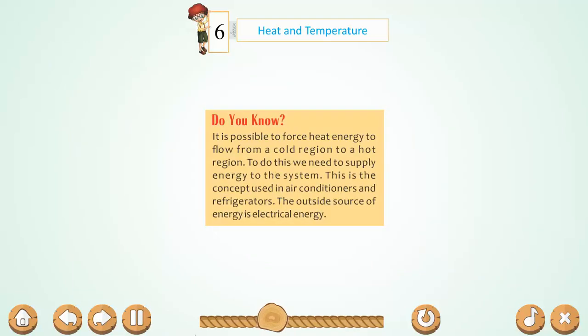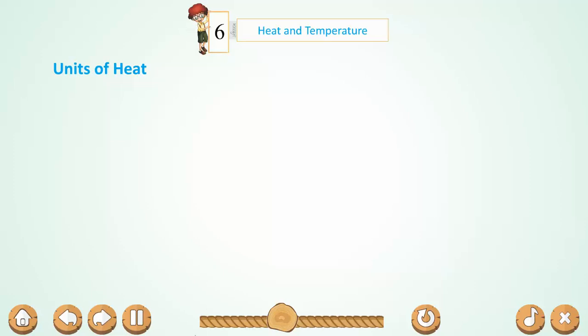Do you know it is possible to force heat energy to flow from a cold region to a hot region? To do this, we need to supply energy to the system. This is the concept used in air conditioners and refrigerators. The outside source of energy is electrical energy.